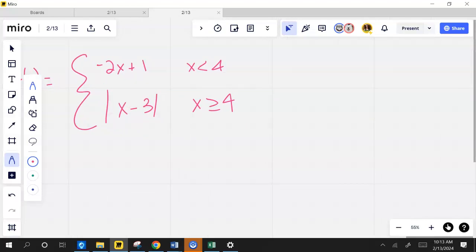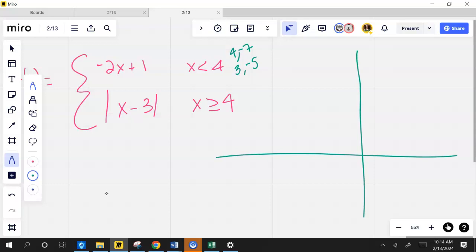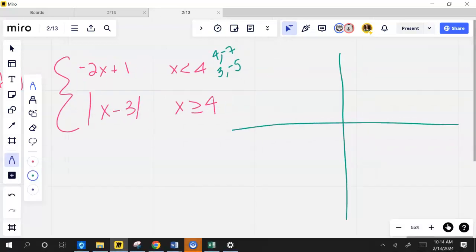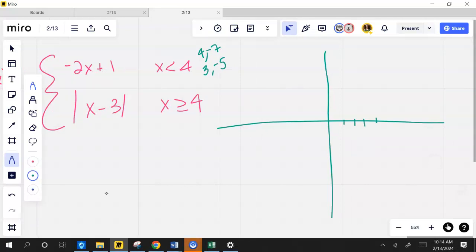On this one, the first part's easy, right? I'm going to plug in 4. I get back out, what do you get? -7. I plug in a number smaller than 4, so maybe 3. And what do I get? Okay. -5. So I have 4, -7 with an open dot, and then I've got 3, -5 with a closed, and I'm going off. That's just a piece of a line, right?